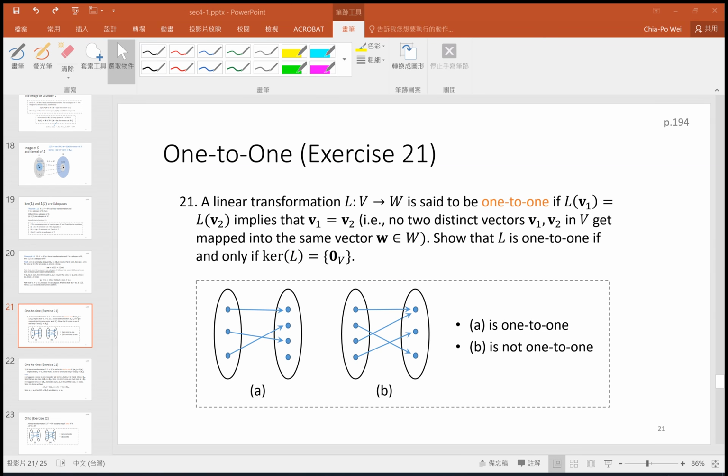We introduce the concept of one-to-one for linear transformation in exercise 21 on page 194 of the textbook. A linear transformation L from V to W is said to be one-to-one if L of V1 equals L of V2, then V1 equals V2. That is, no two distinct vectors V1 and V2 in V get mapped into the same vector W.